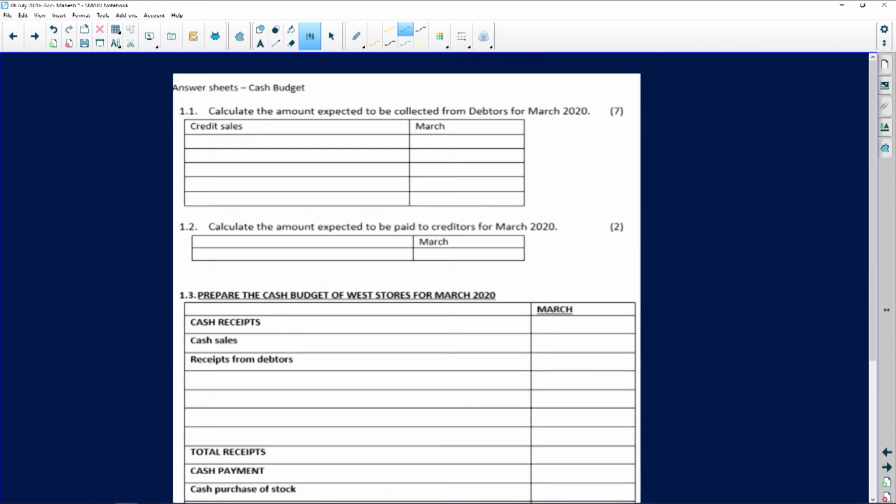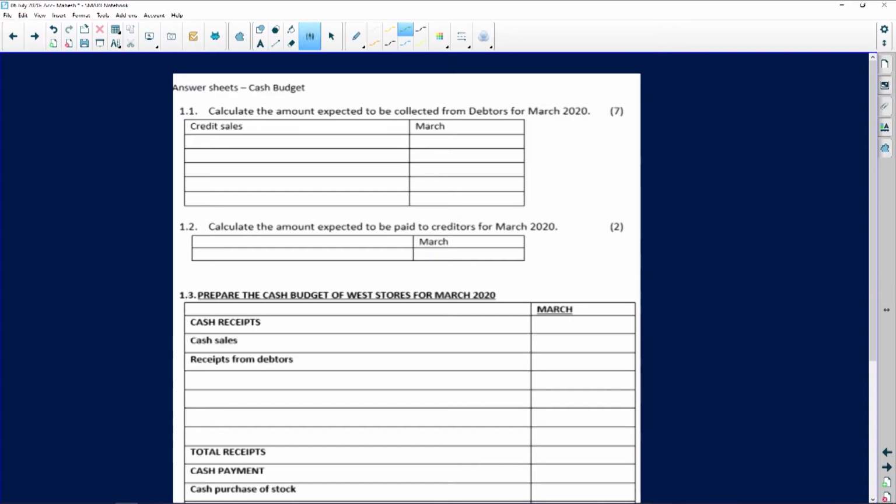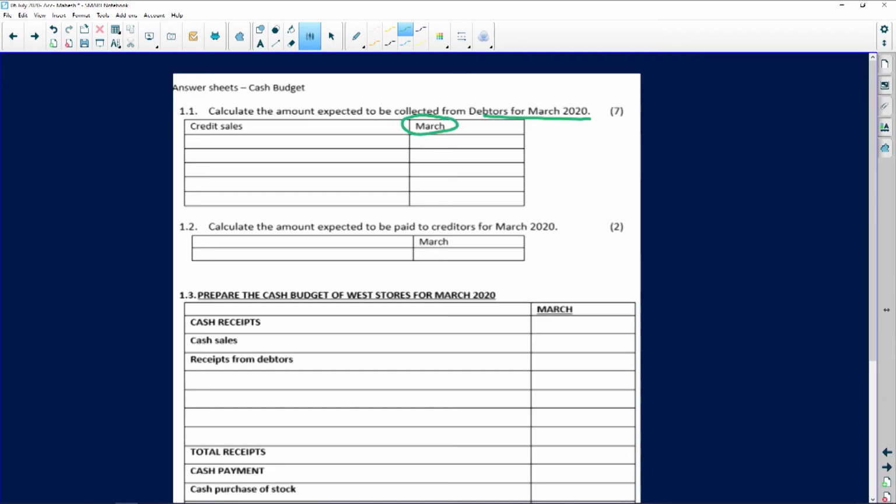Now let's tackle the actual questions, and this is when we're going to look at the information in more detail. The very first question: calculate the amount expected to collect from debtors for the month of March 2020. Remember what I explained earlier on. You sell on credit, and that is only converted into cash when you receive payments from your debtors. So that is what we're now trying to establish. How much will we receive or collect from our debtors for the month of March?